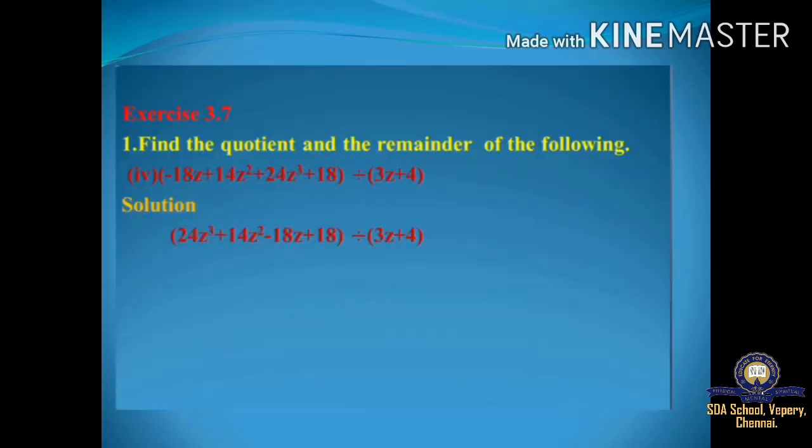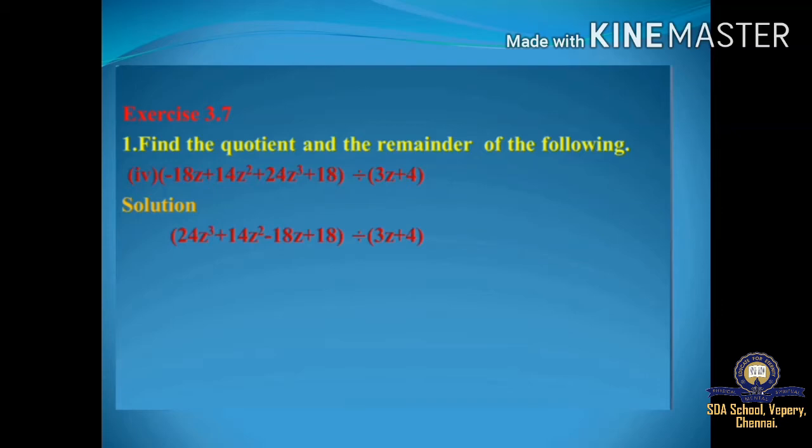Okay, let's move on to exercise 3.7 for the fourth subdivision. Find the quotient and remainder of the following. What is given? Minus 18z plus 14z square plus 24z cube plus 18 divided by 3z plus 4. Step 1, rearrange it in standard form. So write the given polynomial in standard form. What do I mean by standard form? Either write it in increasing or decreasing order. Yes, students, we have written it in decreasing order.